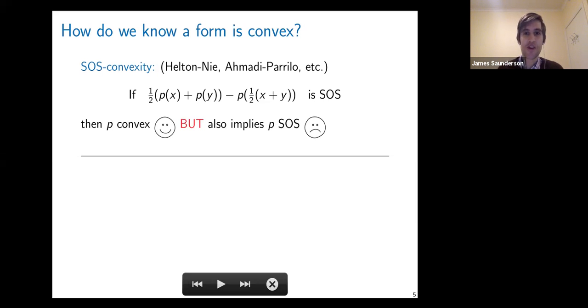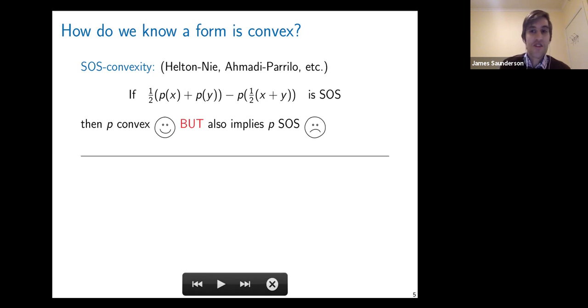But in fact, it's not useful for us, because it turns out that if a form is SOS convex, then it has to be a sum of squares as well. And you can see this by, again, restricting to the subspace y equals negative x. In that case, the left-hand piece is just going to be p of x, and the right-hand piece will just be 0. And this implies that this form will be a sum of squares. Okay, so verifying convexity by using SOS convex examples is not going to work. This also means that any example we come up with is going to be an example of a convex form that is not SOS convex.